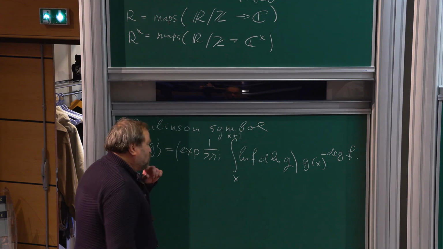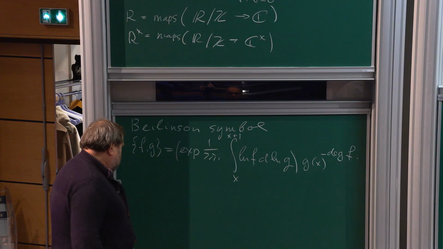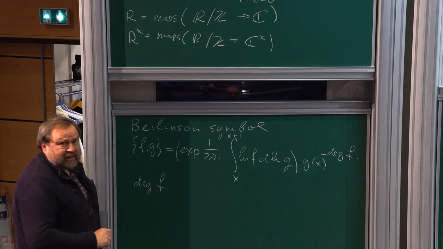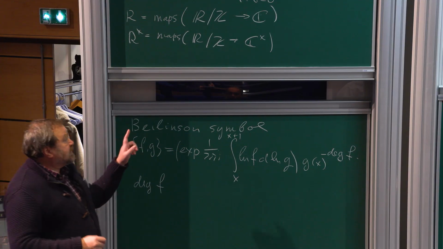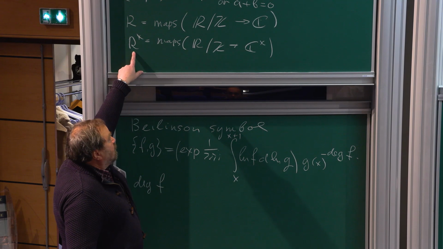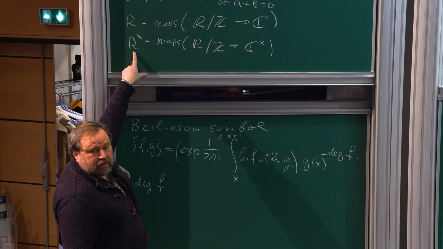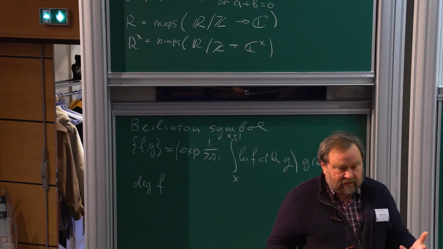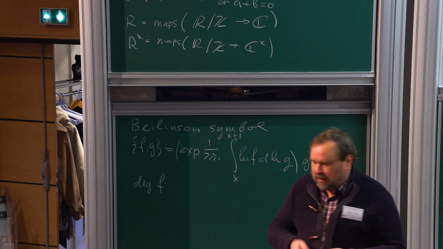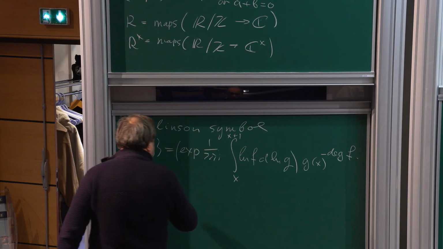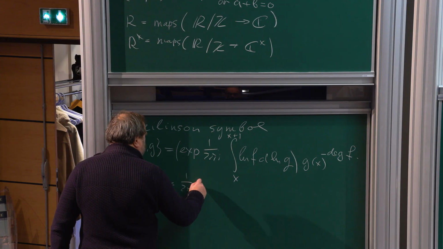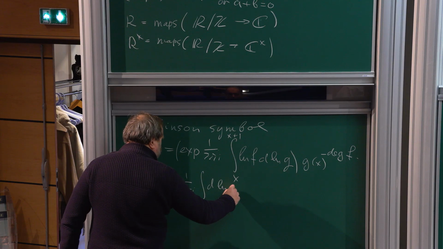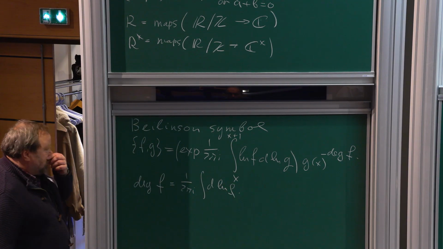So what all that means: first of all, degree of f is just how many times f goes around 0, because this group, the group of invertible elements, is not connected. By degree I mean the number of times it goes around 0, so it can be written as 1 over 2 pi i times the integral of d log f. It's just the definition of the degree.